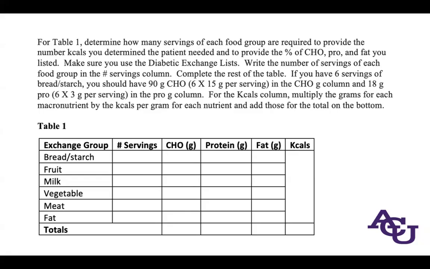If you have 6 servings of bread and starch, you would have 90 grams of carbohydrates because you have 6 servings times 15 grams per serving, and that makes 90. For protein, you would have 18 grams, which is 6 servings times 3 grams per serving in that column. And then for kilocalories, you would multiply the grams for each macronutrient by the kilocalories per gram for each nutrient and add those for the total on the bottom. So you basically just need to walk through the instructions for each of these exchange groups and the number of servings you determine you need for your patient.